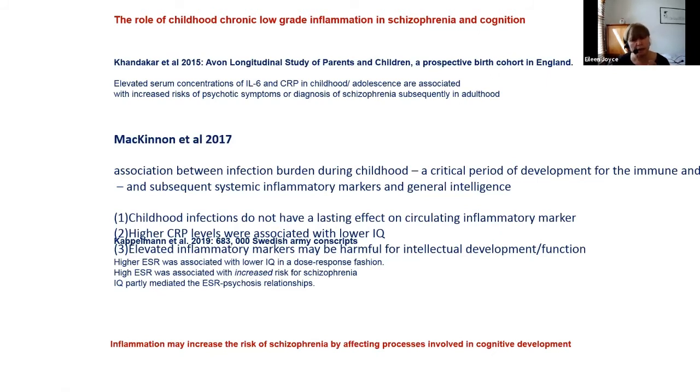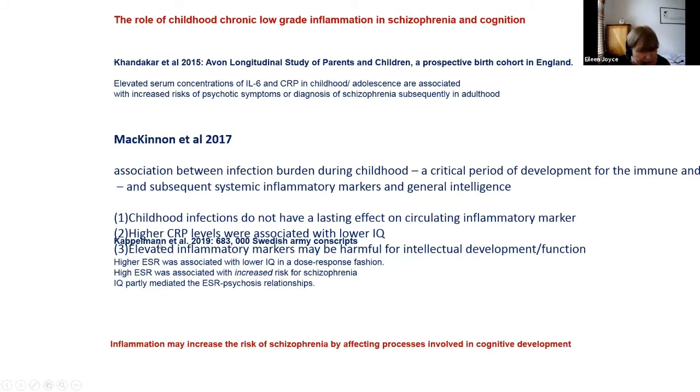So it's looking now that low-grade inflammation can be picked up in childhood and this is one of the risk factors for developing psychosis later in life. This study looked again at this longitudinal cohort and found that it's not the infective load in childhood that is a risk factor for psychosis, but it's the higher CRP levels, markers of low-grade infection, that was associated with lower IQ in this cohort. And they found some evidence that these elevated inflammatory markers may be harmful for intellectual development in these children.